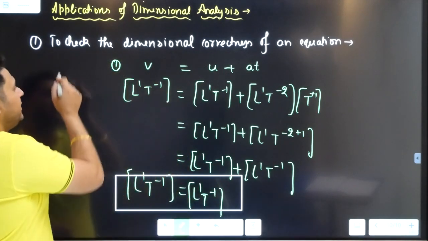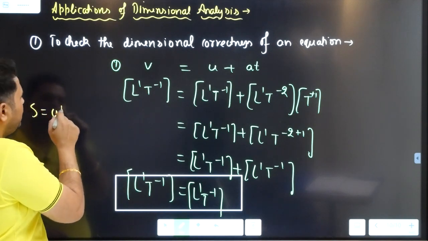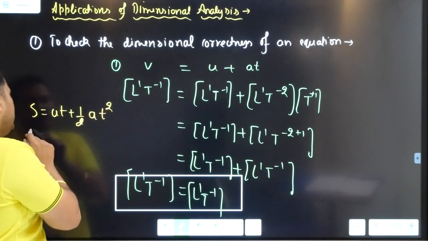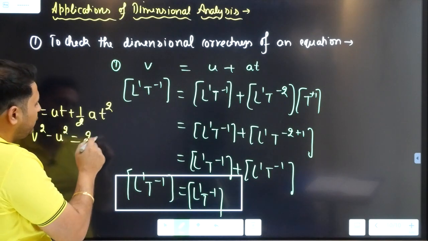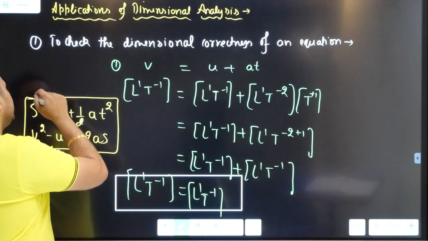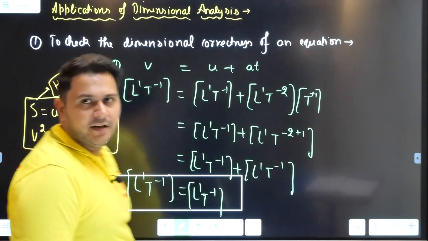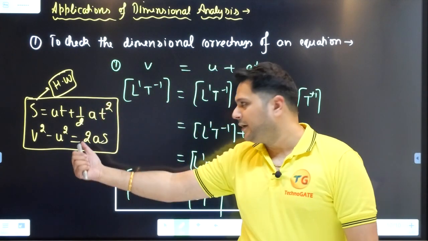Now I am giving you homework here, and what is the homework? You will be checking the dimensional correctness of s is equal to ut plus half at square, and v square minus u square is equal to 2as. You will be checking the correctness of both these equations. This is your homework, right guys? You can do this afterwards.